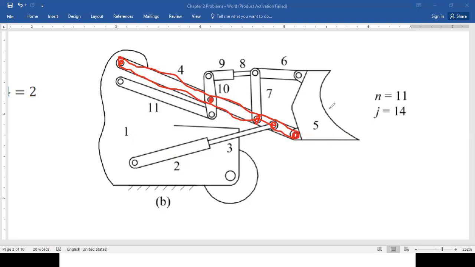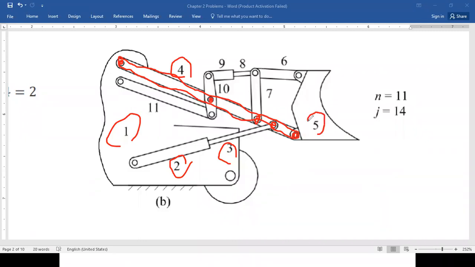Okay, so how many nodes do we have here? 1, 2, 3, 4, and 5. So this is a pentagonal link. Okay, so we were counting ground as 1, 2, 3. This is link 4. Link 4 is attached to this part, which will be in contact with the ground.